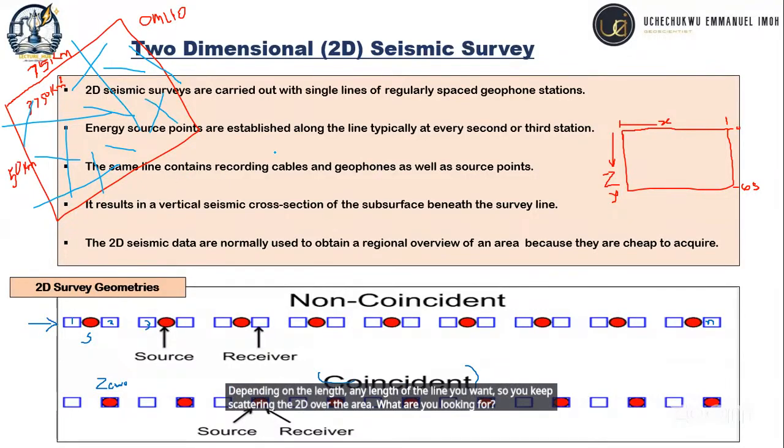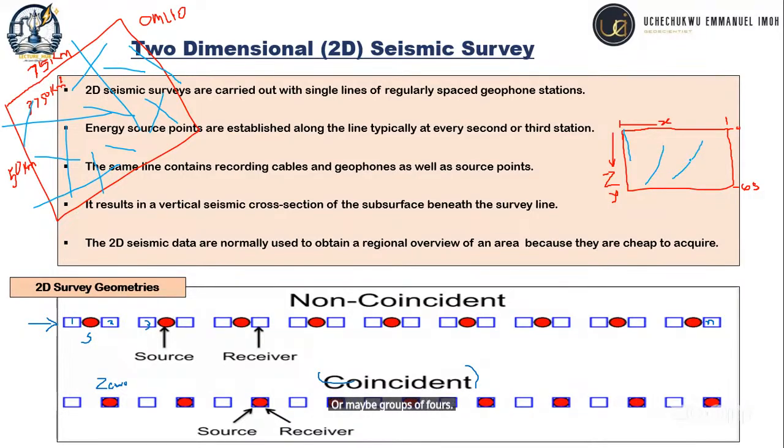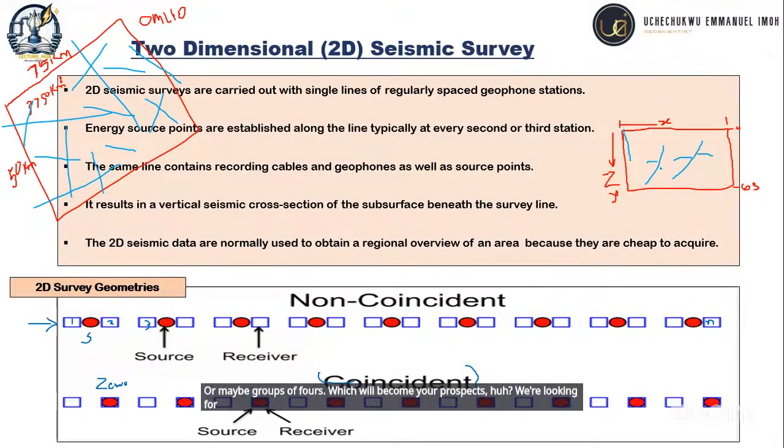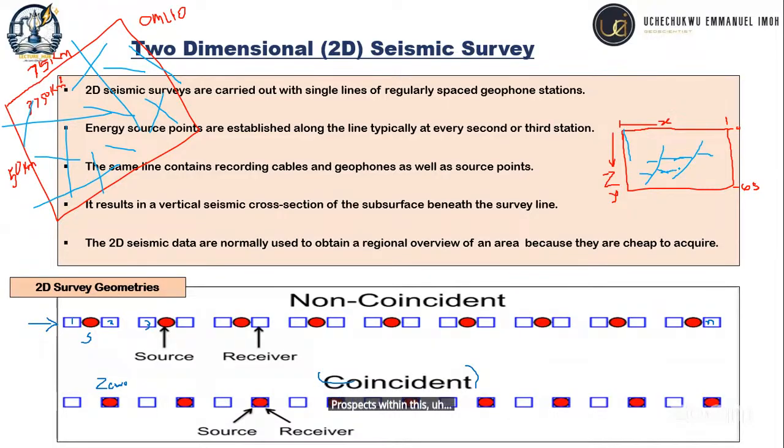You are looking for, in this 2D result, which I've sketched on the far right, a structure, maybe a fault, or maybe groups of faults, which will become your prospects. You're looking for a group of faults, or a fault that will serve as your prospect within this region, that can become potential traps for hydrocarbon, right?